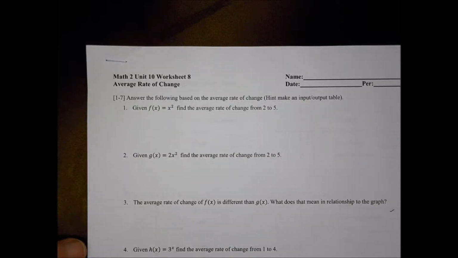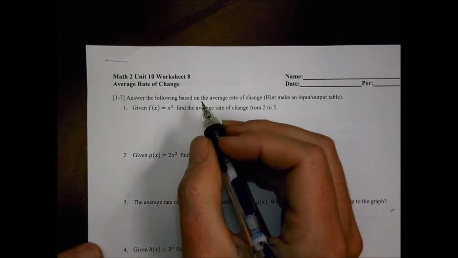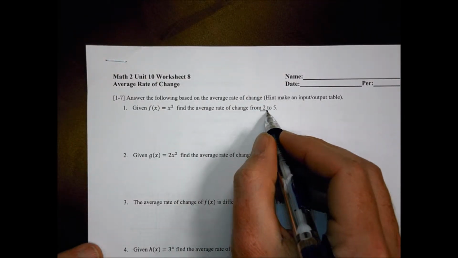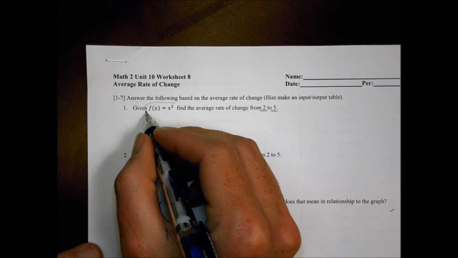Hey, this is Math 2, Unit 10, Worksheet number 8, talking today about the average rate of change. We're going to go over some of today's homework problems, okay? So we're going to find, first of all, the average rate of change from 2 to 5 for this function right there.